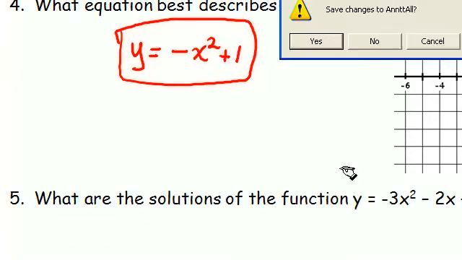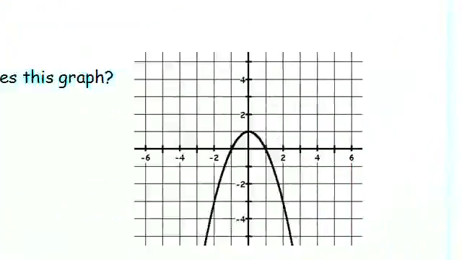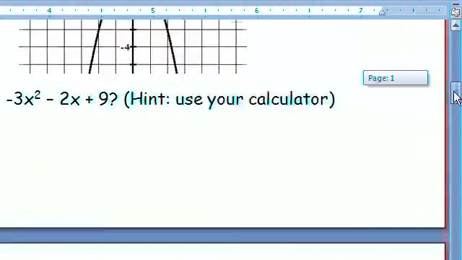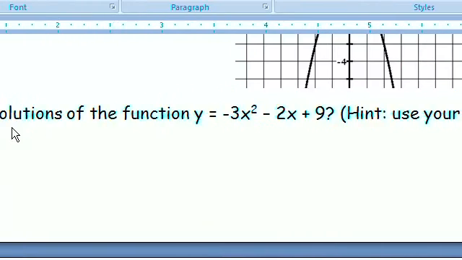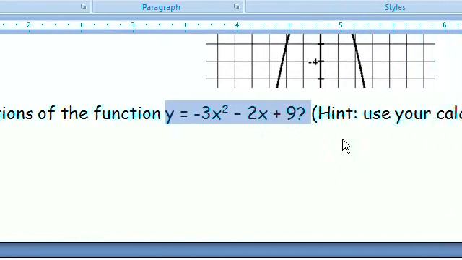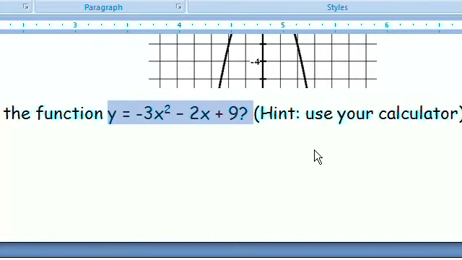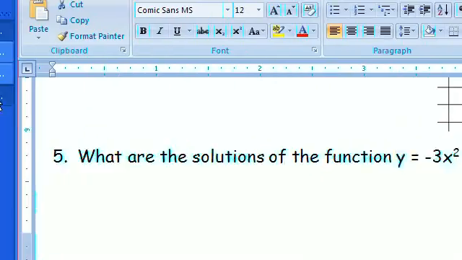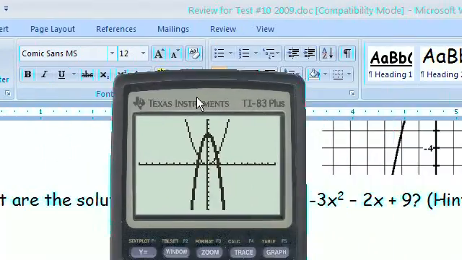Okay, number 5. Let's scroll down here. Look how fast this review is going. We're almost a quarter of the way done. What are the solutions of the function y equals negative 3x squared minus 2x plus 9? Hint, use your calculator. Let's take a look at our calculator here.